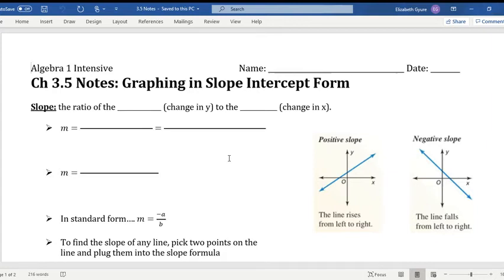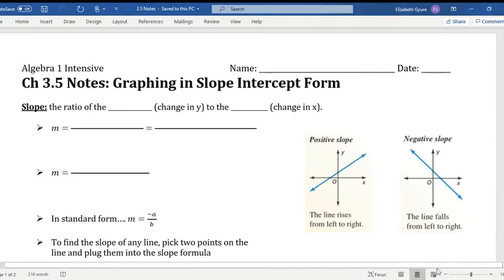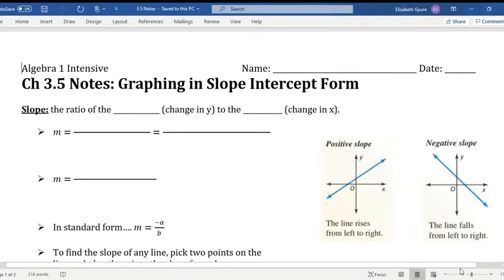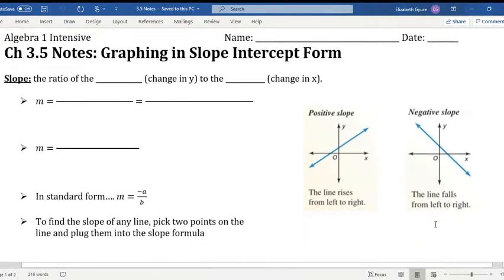So second day of graphing, we are going to graph in what is called slope-intercept form today. Ready, Lynn? Ready? All right, slope-intercept form. So this should be one that looks relatively familiar to you. This is probably what you're used to graphing in. It's maybe just been a second.